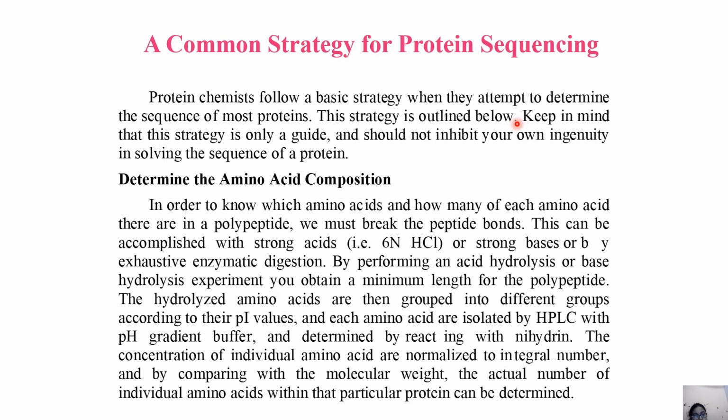Now the hydrolyzed amino acids are grouped into different groups according to their pI or isoelectric point values, and each amino acid is isolated by HPLC with a pH gradient buffer and determined by reacting with ninhydrin. The concentrations of individual amino acids are normalized to integral numbers, and by comparing with the molecular weight, the actual number of the individual amino acids in that particular protein can be determined.